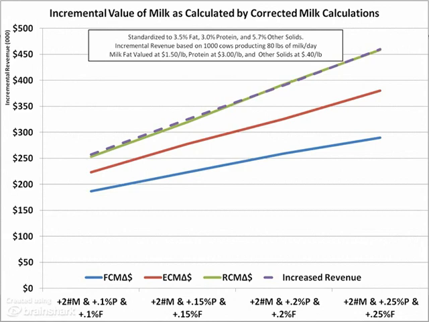In this final chart, milk is increased by 2 pounds, and both milk fat and protein are increased equally. Again, fat-corrected milk and energy-corrected milk understate the financial value of the milk. In all cases, revenue-corrected milk exactly calculates the value of the increased milk volume, fat, and protein.